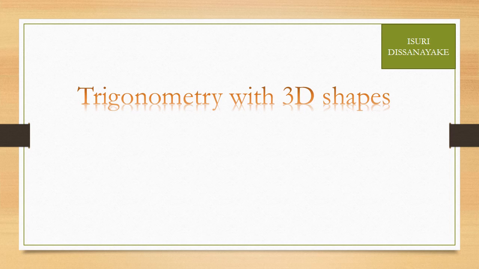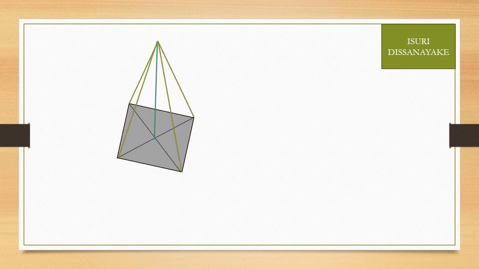Trigonometry with 3D shapes. Look at this square base pyramid. The base is a square labeled BCDE, and the perpendicular height AF is 6 centimeters. Each side of the square is 5 centimeters.